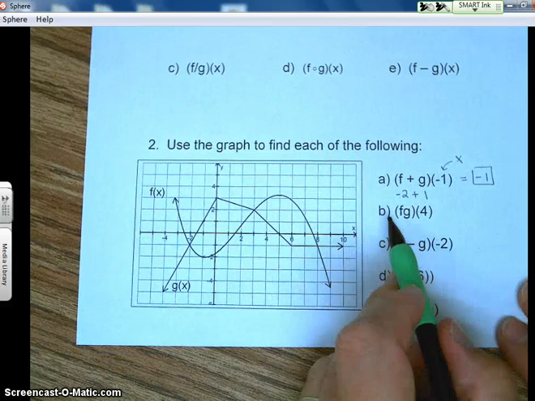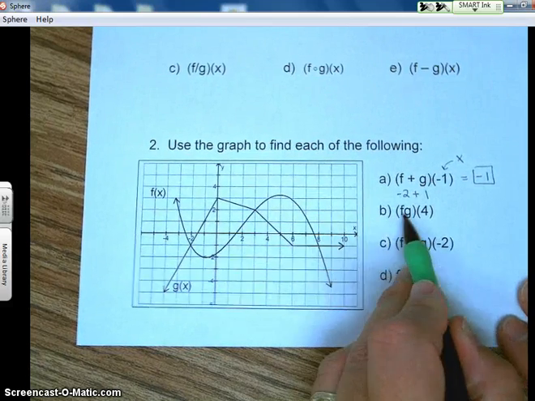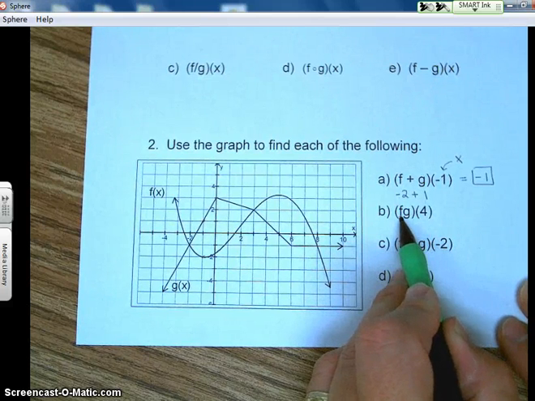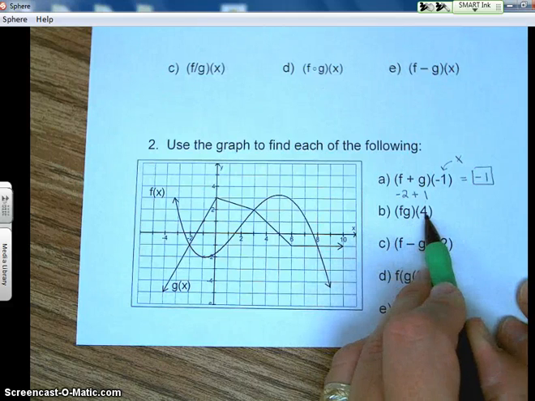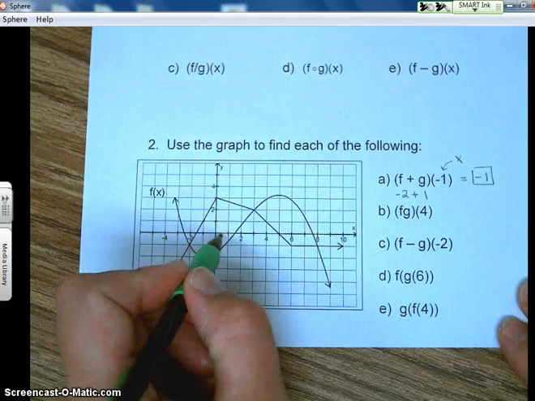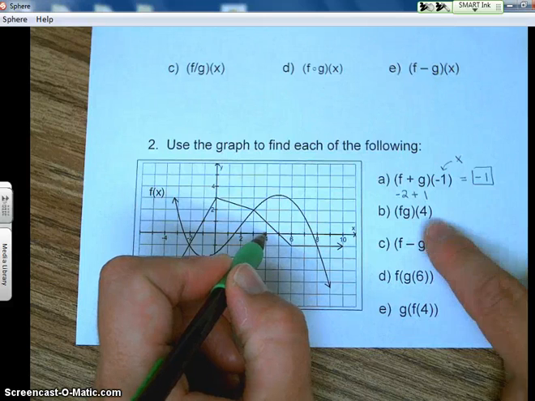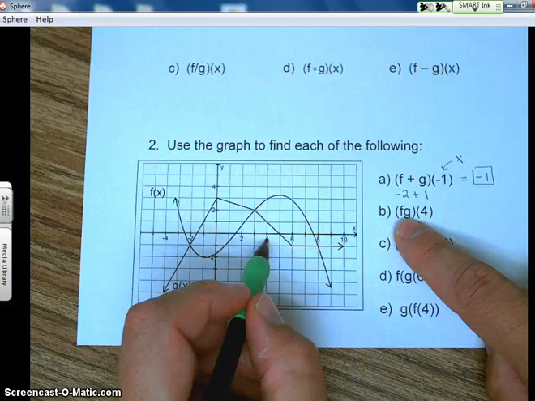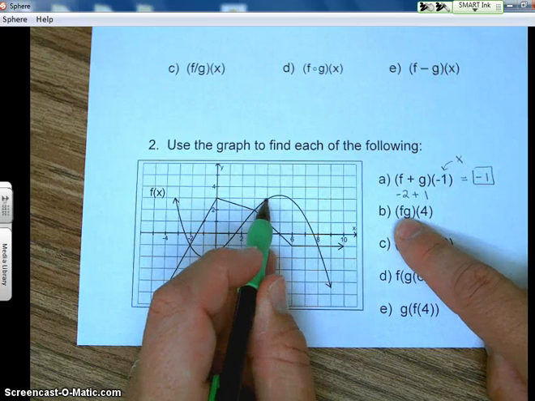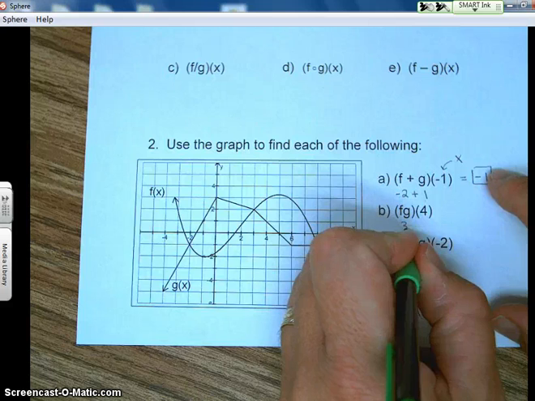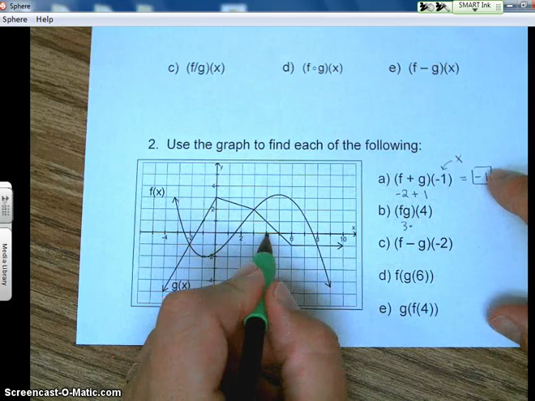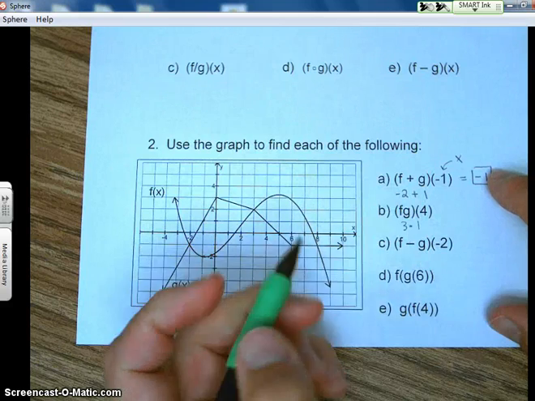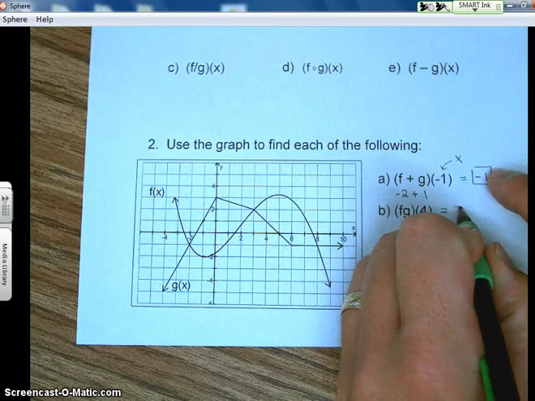Okay, B. This time we're not going to add, but multiply the two function values together when x is 4. So we're going to go to 4, and the function value for f is 3. So 3 times, and the function value for g is 1. So 3 times 1 is 3.